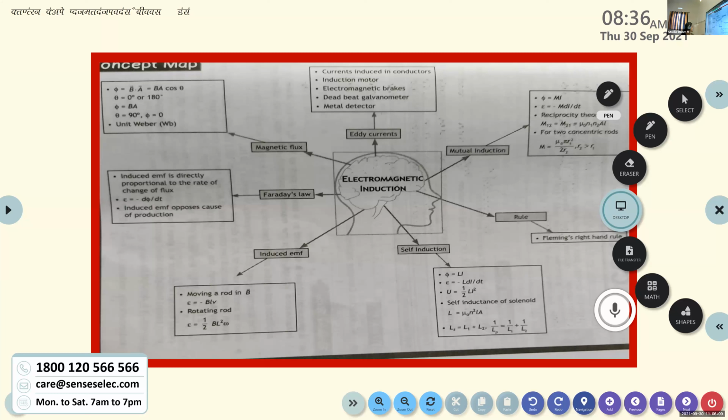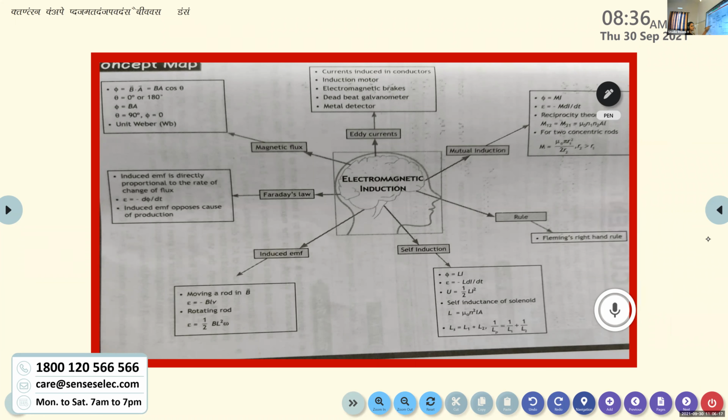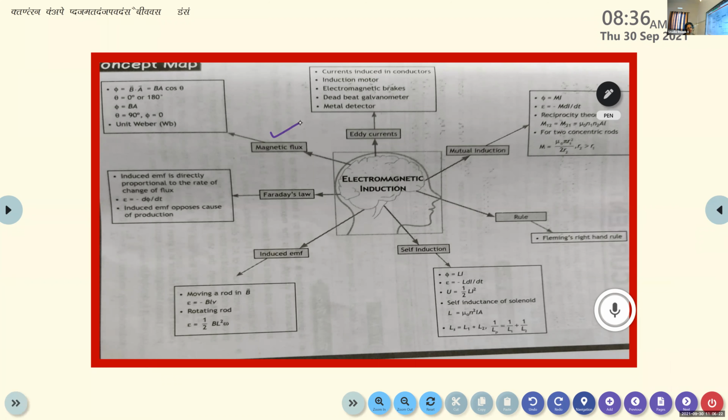So here you can see the concept map of this chapter, electromagnetic induction. First of all, we can discuss what all things we discussed in this chapter. We started this chapter by defining magnetic flux. So students, can you recall what you mean by magnetic flux? Definition for magnetic flux.